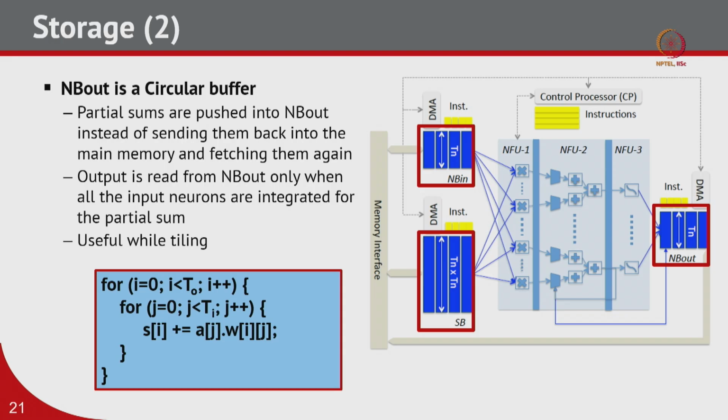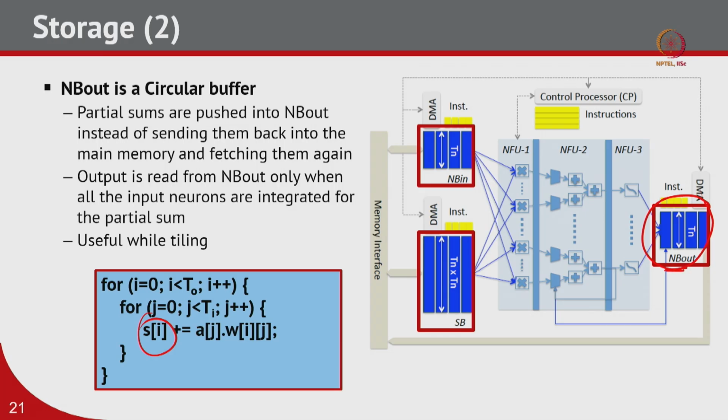Here, NB out is a circular buffer. Remember, whenever we perform the tiling, we compute partial sums, right. We are computing the partial sums for S0 and S1, if the number of outputs is 2. That means whenever we come back to the next tile, the corresponding outputs need to be added to the partially computed S0 or S1, correct. That is why NB out is implemented as a circular buffer.